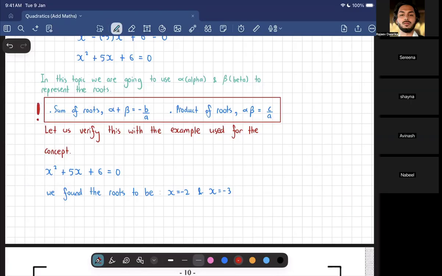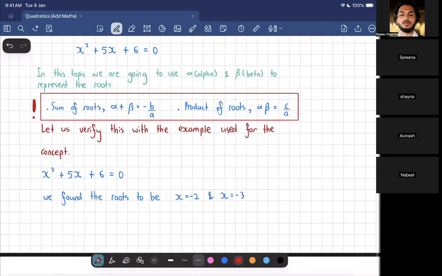Right, so let's test this, Serena. If I wanted to add my roots, the sum of roots, as I know it, that would be equal to -2 plus -3, and that would give me what? -5. Right, and that's using what we came up with.